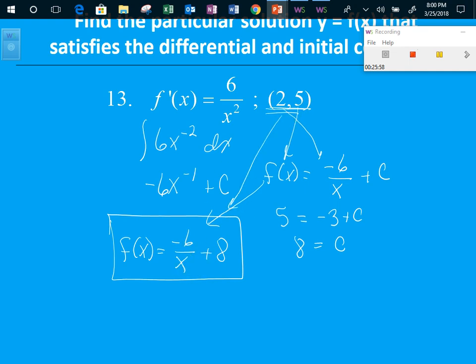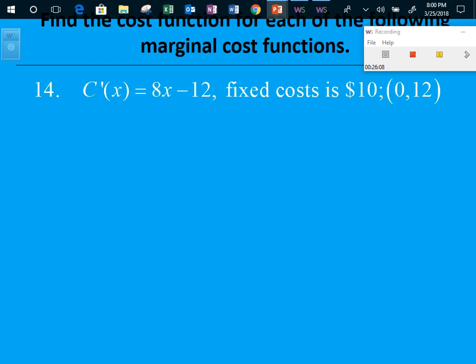back to the start. Now my last three, number 14, 15, and 16, are the exact same thing, but instead of using f of x, f prime of x, we're using c of x and c prime of x. So here goes. C prime of x represents your cost function. My cost function is changing at a rate of 8x minus 12, and the fixed cost is $10. That means that when I've sold 0 units, I'm out $10.